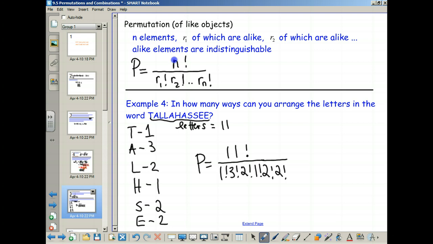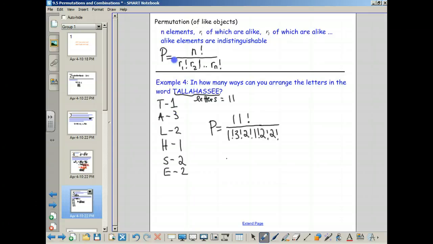Now this one doesn't have the nice cancellation feature of 48 like the last one did, because the numbers on the bottom are much smaller than the 11 on top. So I have to write out more of it. Let's take a look. I have 11 times 10 times 9, 8, 7, 6, 5, 4, and then I can finally stop at 3 because it matches one of them on the bottom.